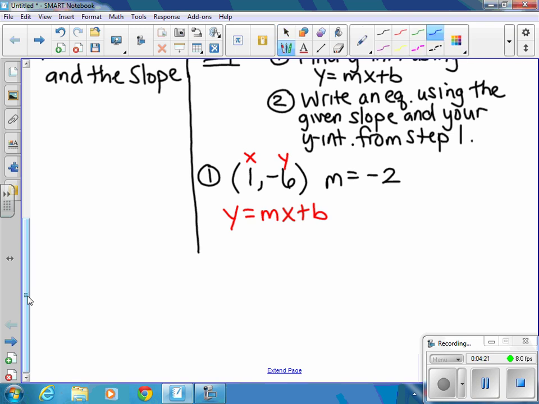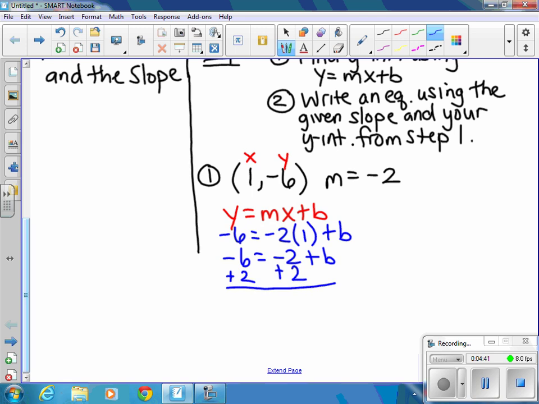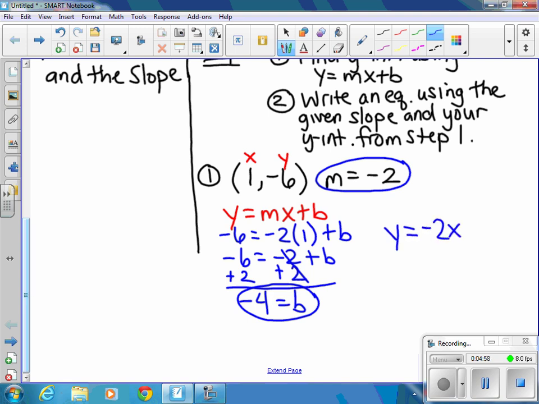So in place of the y, I'm going to put -6. In place of the m, I'm putting -2. In place of the x, I'm putting +1, and then I've got plus b, because that's my whole job and purpose, is to figure out what the b is. So then you keep going by simplifying and evaluating and solving the equation. -6 equals -2 plus b. To get b by itself, you want to add 2 to both sides. -6 plus 2 is -4, and that's your b value. So now that you have your b value, and they gave you your m value, go and write the equation that's in intercept form. So for this line and this information, your answer is y equals -2x minus 4.